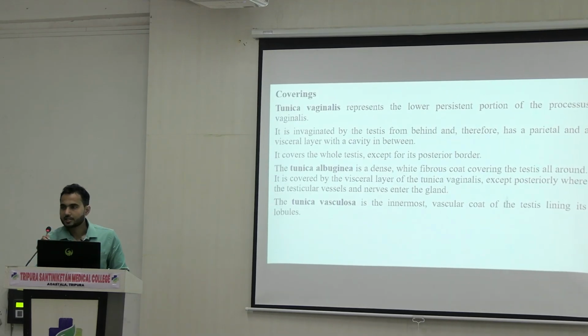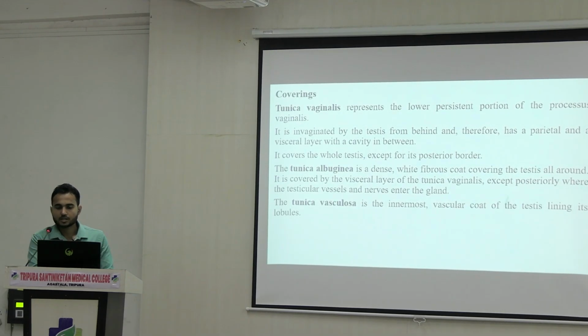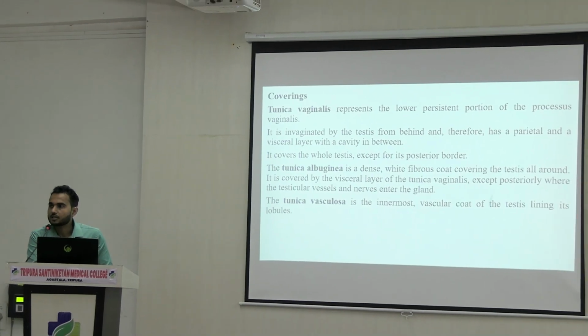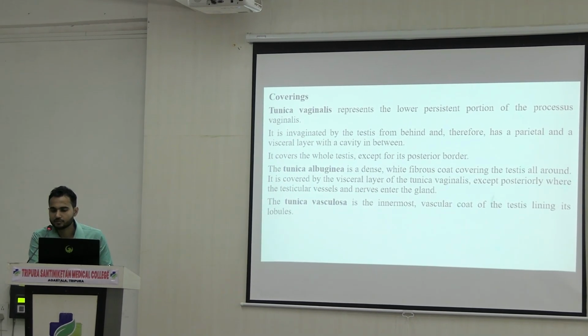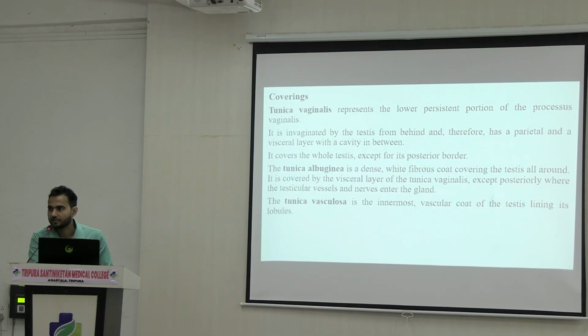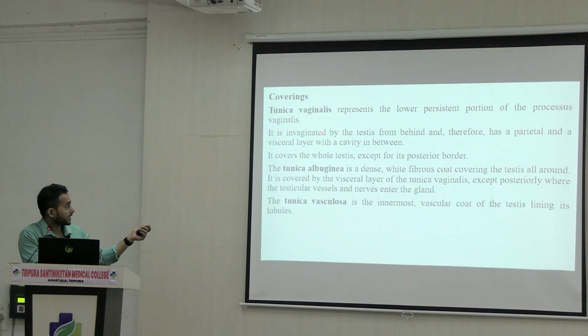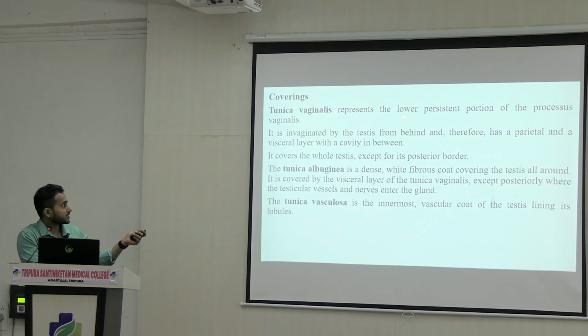Now the tunica vaginalis is the lower persistent part of the processus vaginalis, which helps in the descent of the testis. As I said, the testis is invaginated from behind, and therefore it has a parietal layer and a visceral layer, and in between them there is a cavity. As you can see, the tunica vaginalis represents the lower persistent portion of the processus vaginalis.